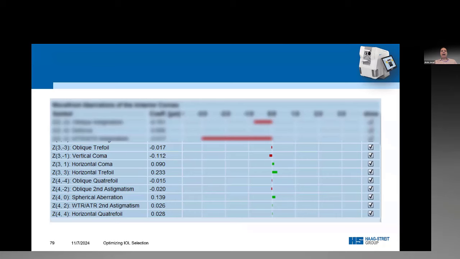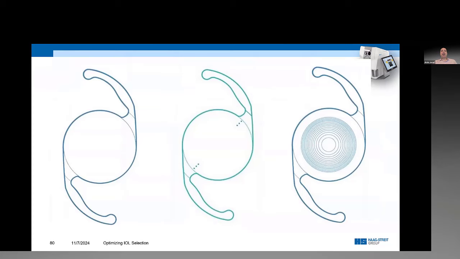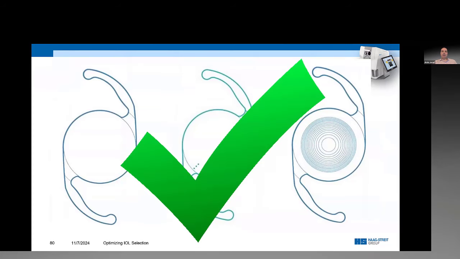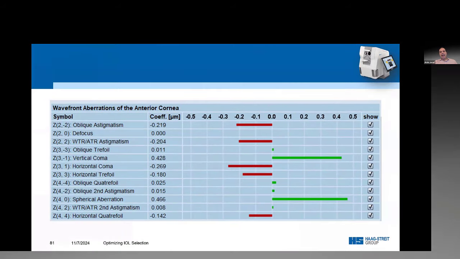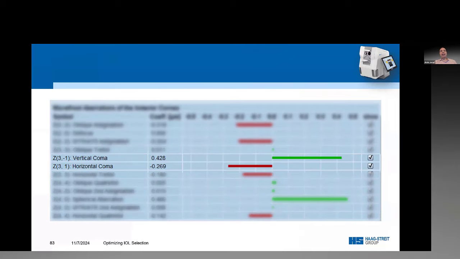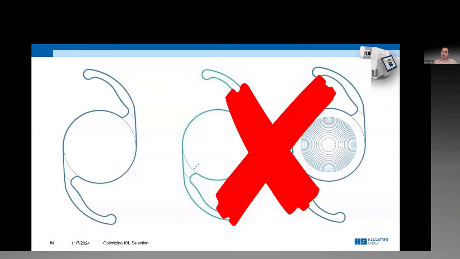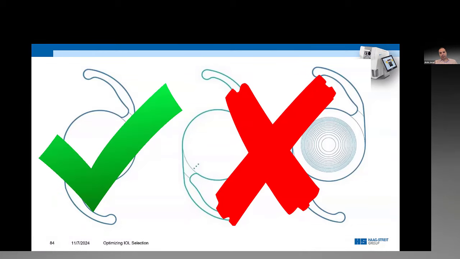If the high order aberration values are low, then using premium IOLs is an option. But if the high order aberration values are high, especially if we look at the coma, then premium IOLs are not recommended and monofocal should be our only option.